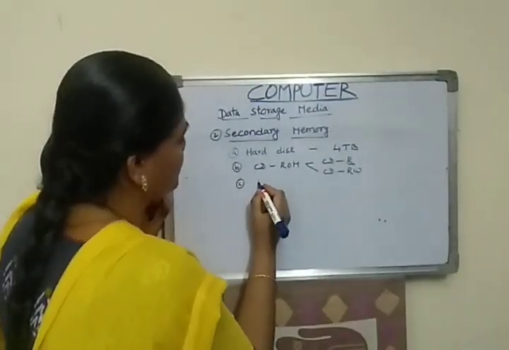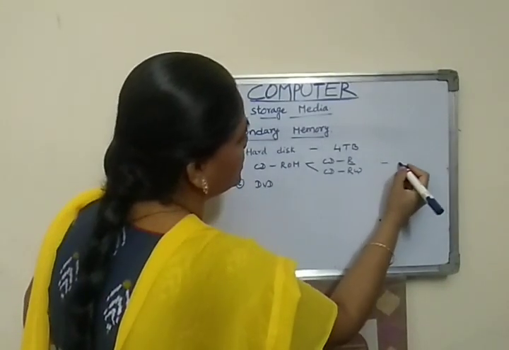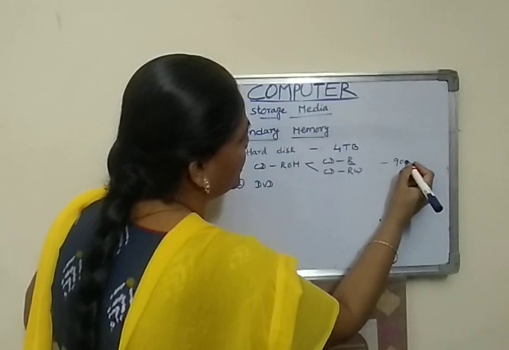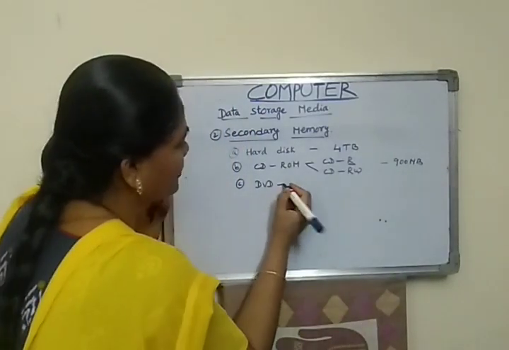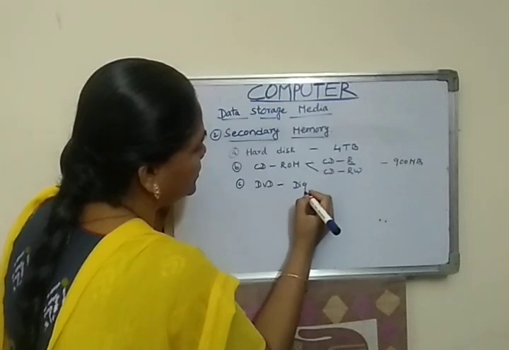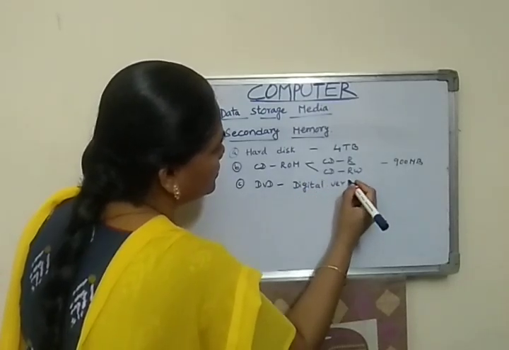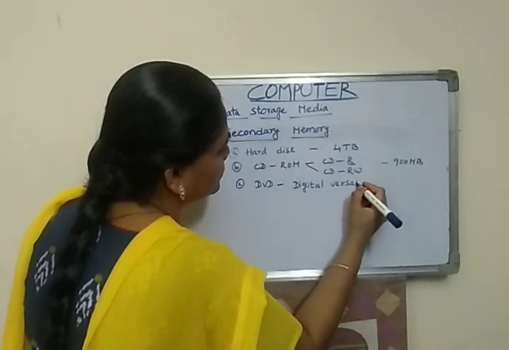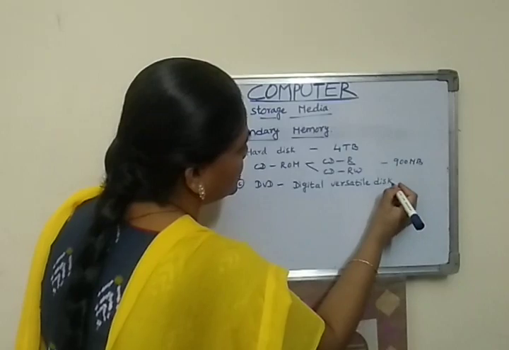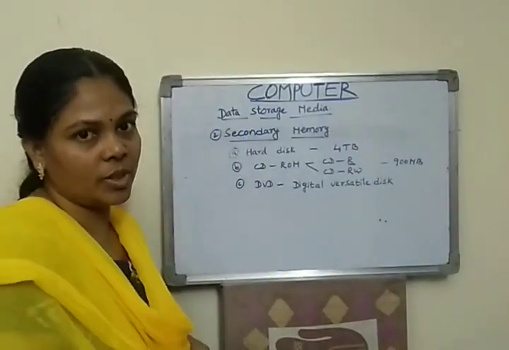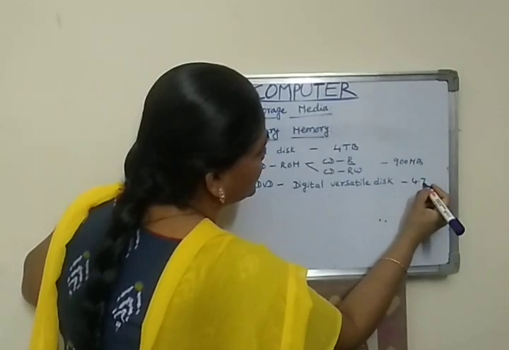Next one is DVD. CDs will store up to 900 MB. DVD, digital versatile disk, is also used to store information and it can store up to 4.7 GB.